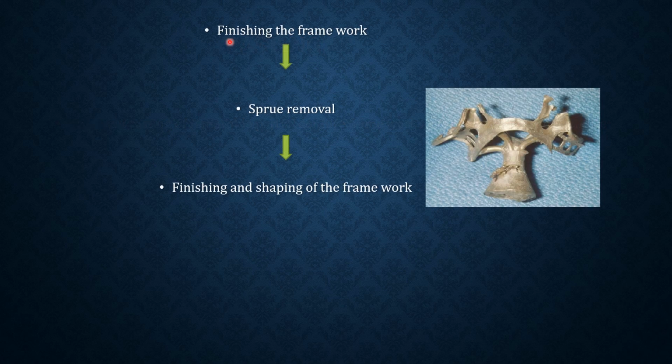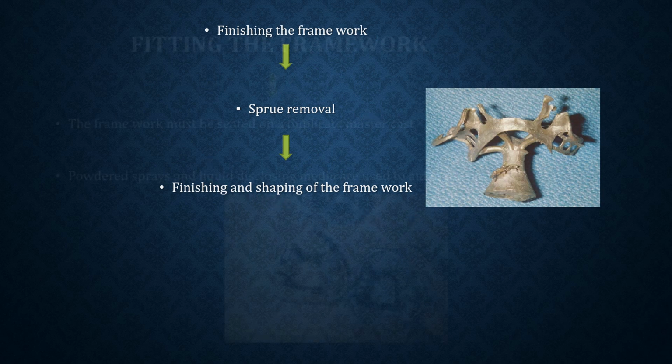You can see that you do a finishing of the framework. That's how your framework looks when the casting in investment is finished. Investment ring is here, sprues, and this is the framework, guys. You'll have to cut through the whole thing and remove this, and then only the framework will remain, and then you'll have to finish, polish and trim with metal trimming burrs. So finishing the framework: sprue removal, finishing and shaping.